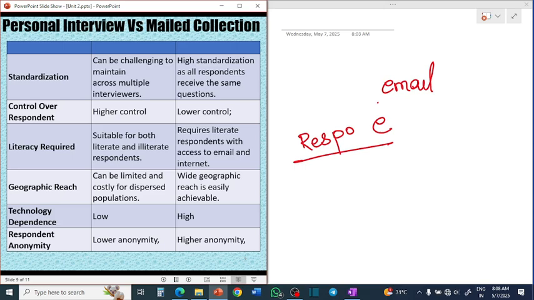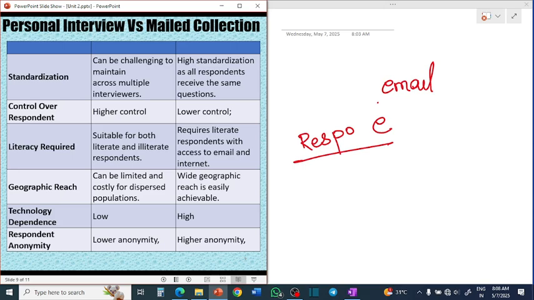Then in personal interview, literacy is not required, because we can read them the questionnaire, whether they know it or not. And in mail collection, we have to see that our respondents or our sample are educated or literate people, because we are sending them a questionnaire. They need to use the email ID, they need to know how to respond on Google, all these things they need to know. So in that case, literacy is required.